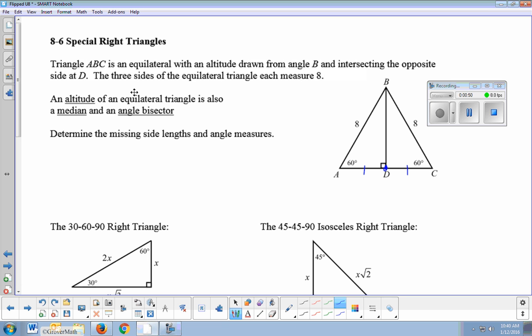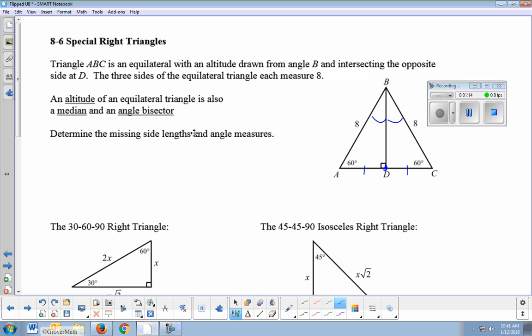And in an equilateral triangle, an altitude is not only also a median, it's also an angle bisector. So that means that it is bisecting angle B. So this line BD is an altitude because it's perpendicular. It's a median because it's going to a midpoint D, and it's an angle bisector, so it's bisecting angle B.